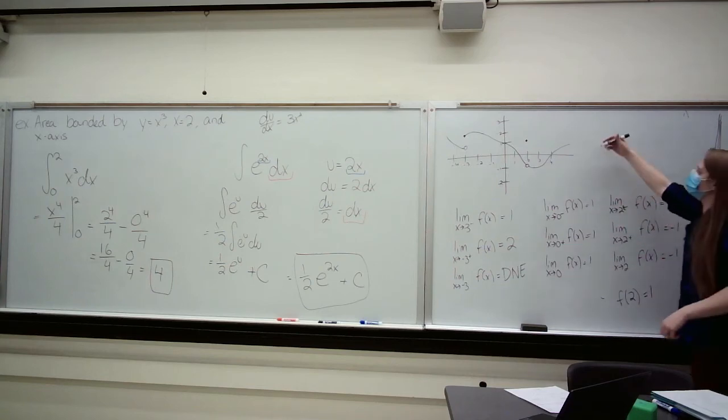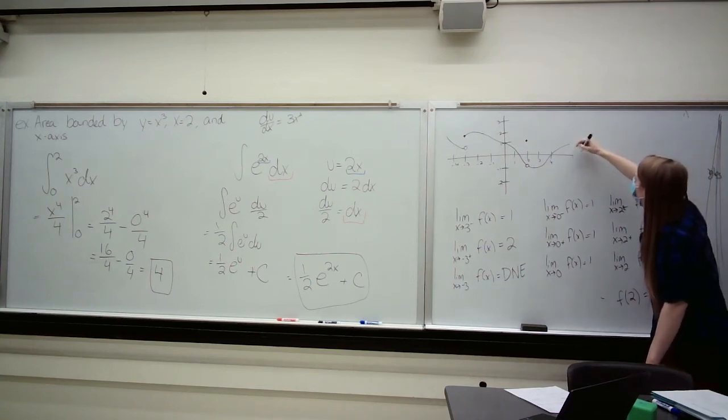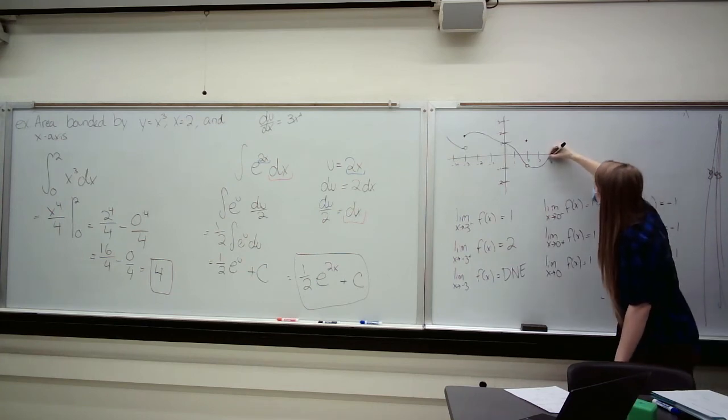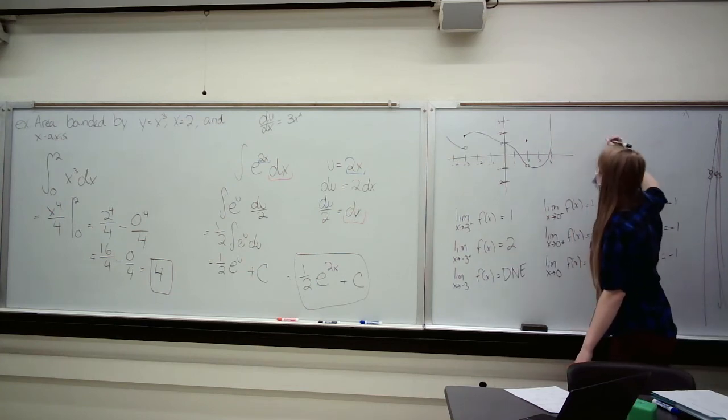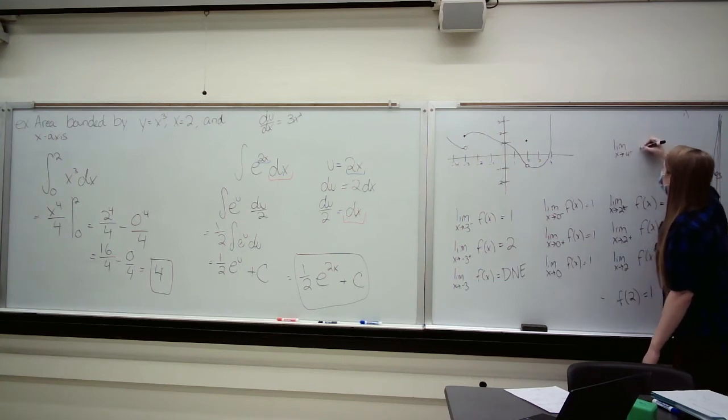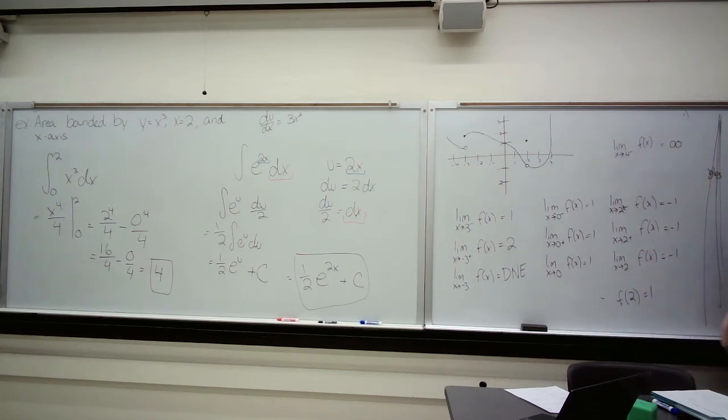What if I have some sort of, what if I go like that, or something? What is then the limit as x approaches 4 from the left of f of x? Positive infinity. Alright, then I can do other things down here, I can do whatever I want with that. Are we okay with limits and continuity?